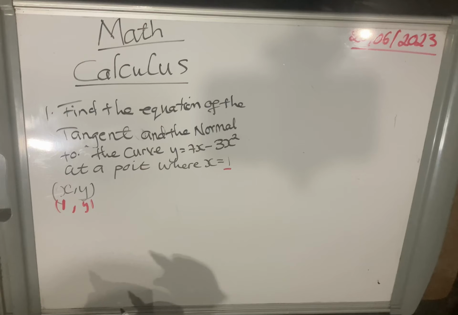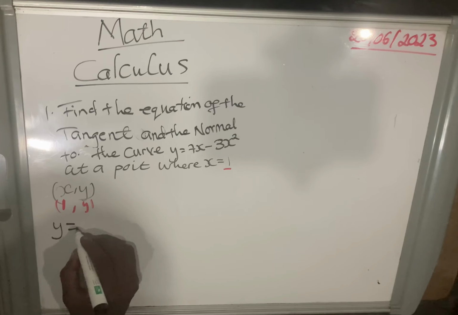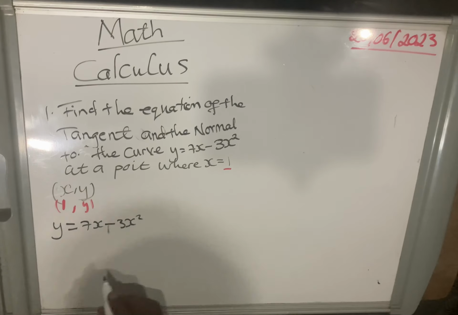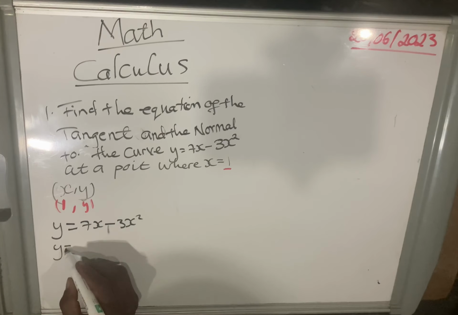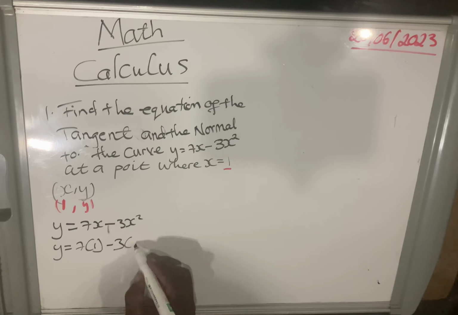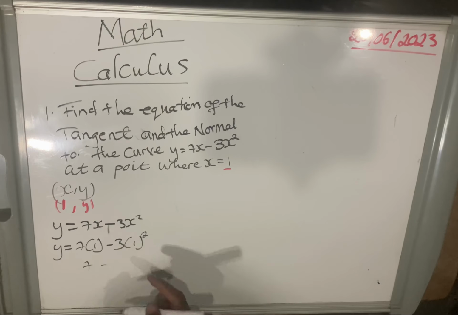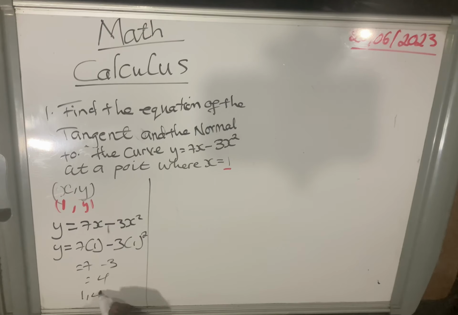So in this case, the equation is y equals 7x minus 3x squared. So to find y, we have to substitute x. So y equals 7 times 1 minus 3 times 1 squared. So this is going to give us 7 minus 1 squared is 1 times 3 is giving us 3, which means y equals 4. So we have the point 1, 4.